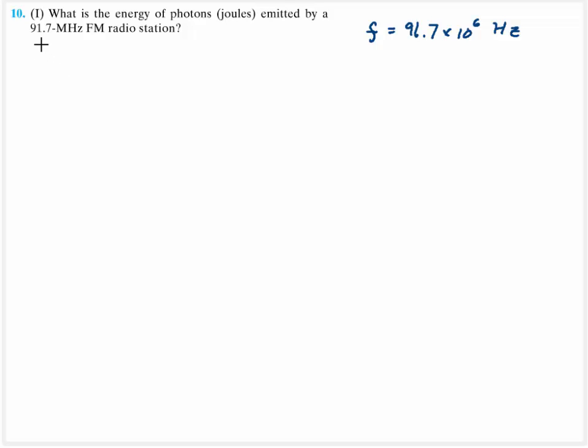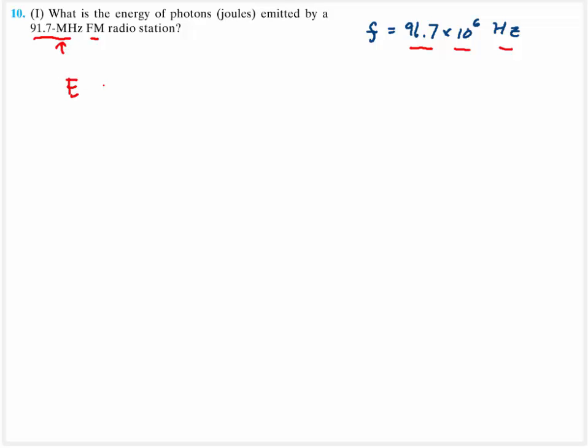And now, if you've ever driven down the road listening to your favorite radio station, wondering how much energy is in that electromagnetic wave, here's a quick calculation for it. So we have the frequency of our radio station. It's going to be 91.7 times 10 to the 6 hertz. That's the mega right there.